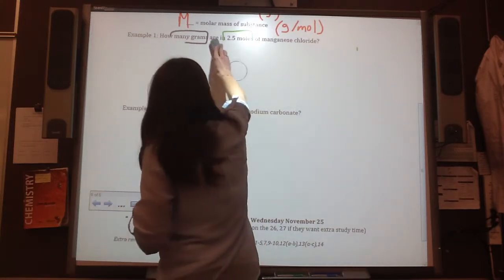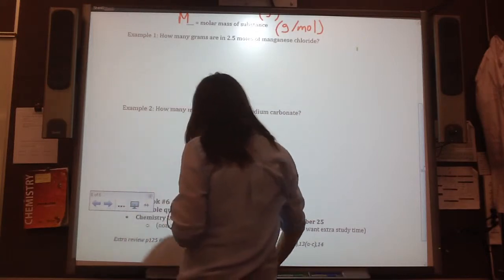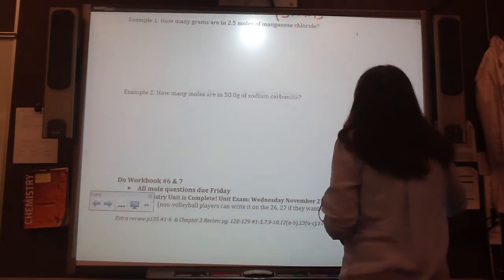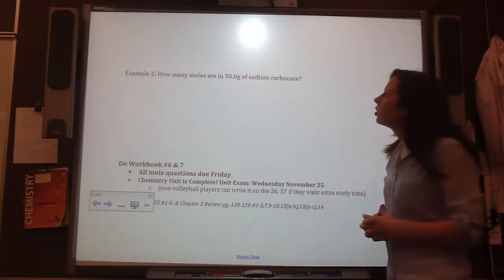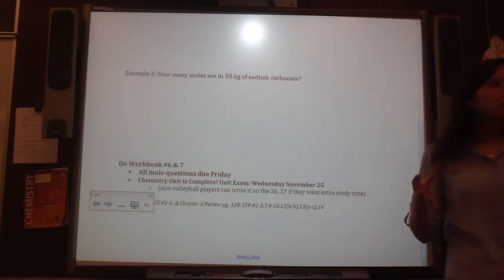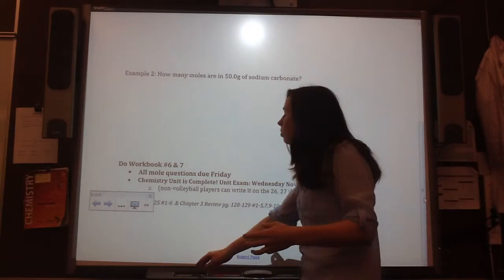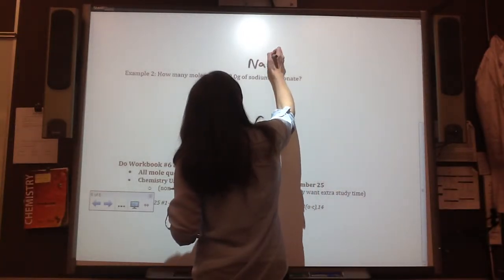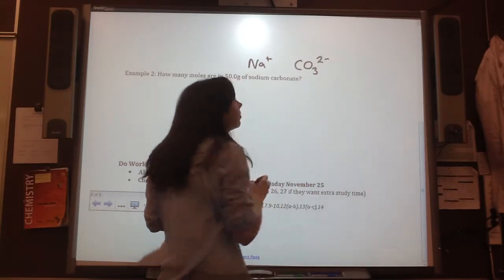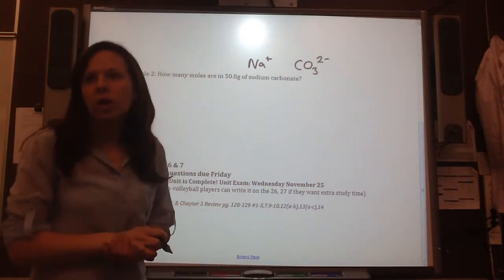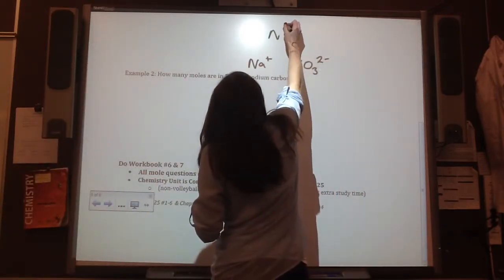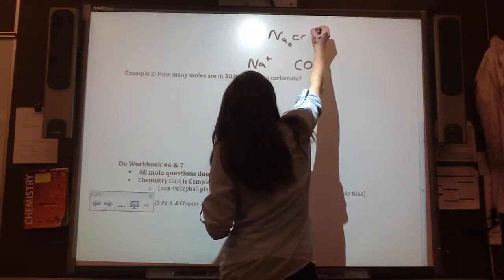All right, let's do example 2. So if you want more space, you can just flip it to the other side and write it out together. All right, so how many moles are in 50 grams of sodium carbonate? So first, you have to figure out what sodium carbonate is. Sodium was Na+, and carbonate was CO3 2-. So when we crisscross, we end up with Na2CO3.